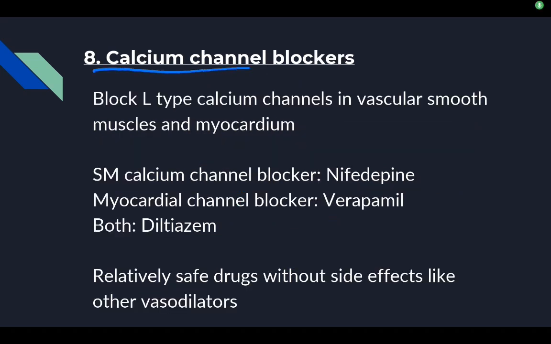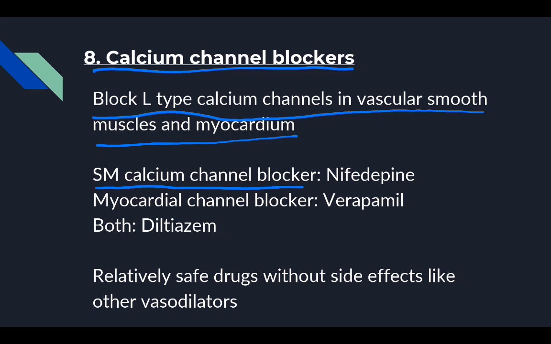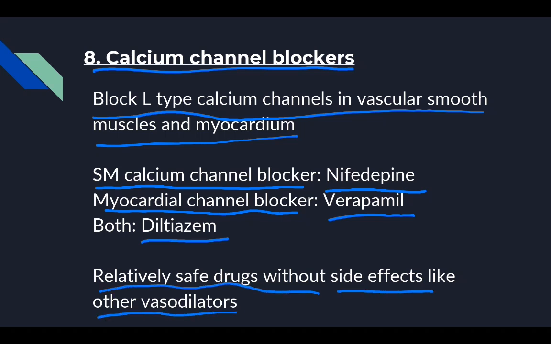Next class of drugs is calcium channel blockers. These are also very powerful drugs. These drugs act by blocking L-type calcium channels in vascular smooth muscles and myocardium. Smooth muscle calcium channel blockers are nifedipine and other drugs. Myocardial calcium channel blocker is verapamil, and diltiazem blocks both smooth muscle and myocardial calcium channels. These drugs are relatively safe without side effects like other vasodilators.